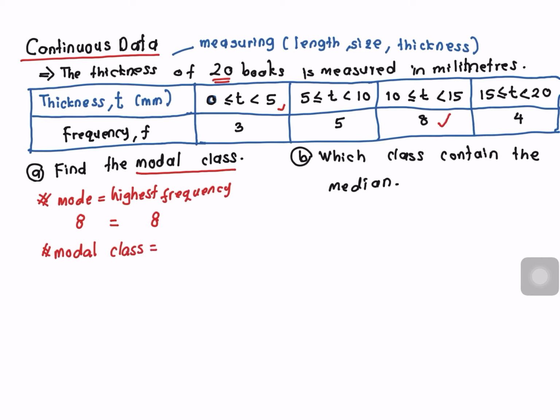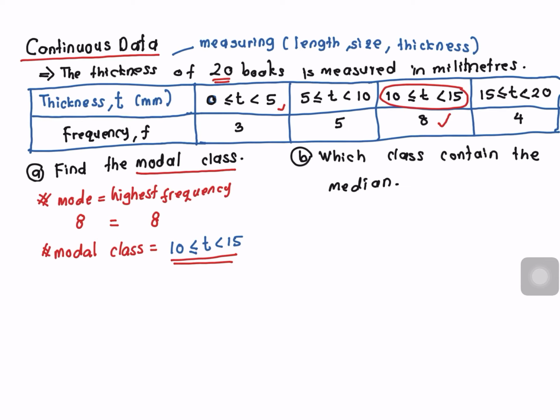which one is the modal class? This part is the modal class. This one we call the modal class. So the answer for the modal class is 10 to 15. Okay, so this one is the modal class, the answer. Okay, get it? Alright, okay, next question.